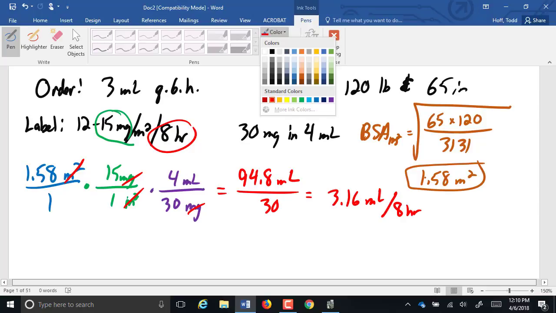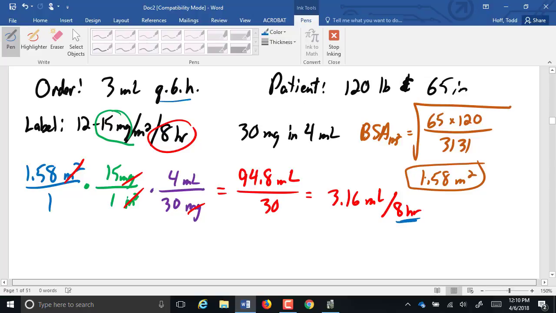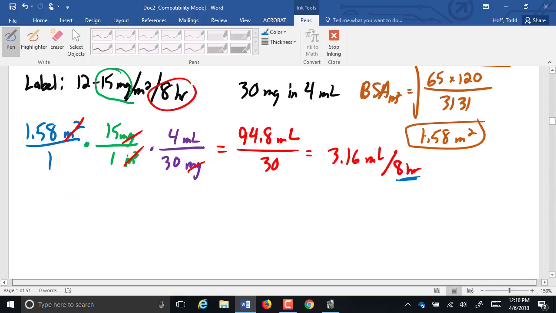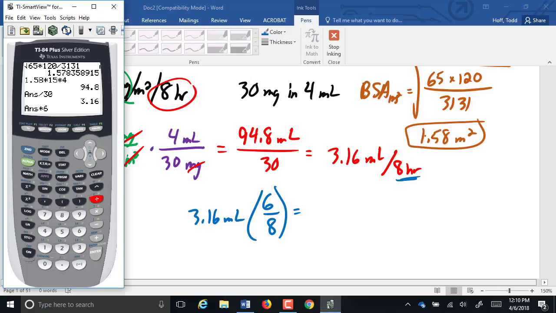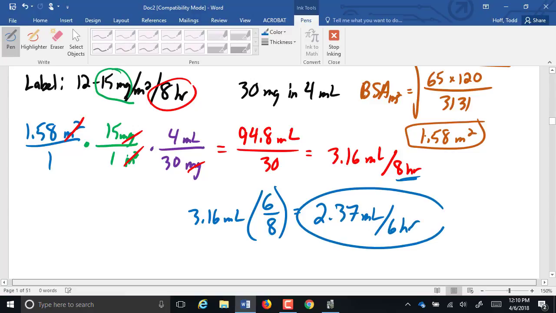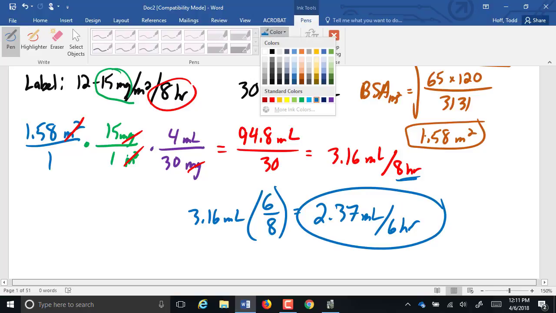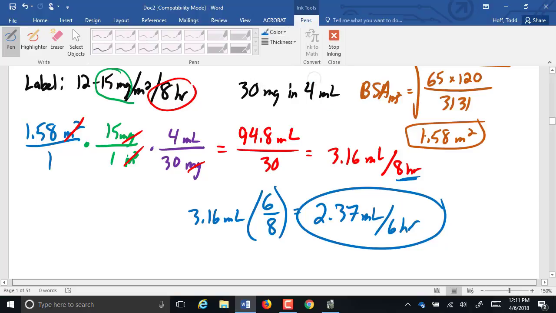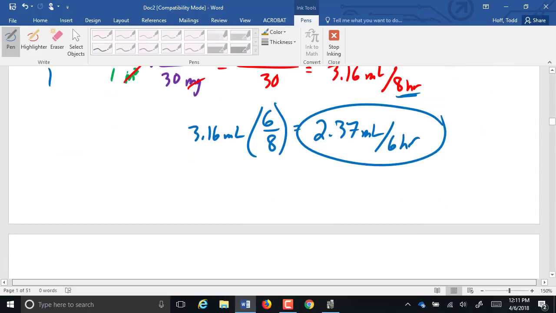So at first glance, the doctor's order looks safe, but this is per 8 hours and the doctor's order is per 6. So we're taking our 3.16 milliliters. That is per 8 hours, and we want to adjust it to be per 6. Gives us 2.37 milliliters every 6 hours. So we can already see the doctor's dosage is too high, but let's go ahead and find the minimum to complete that range. So what we have is calculated off of 15, and we want to go to 12.